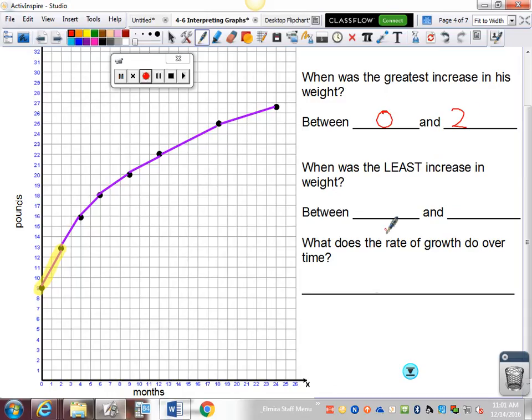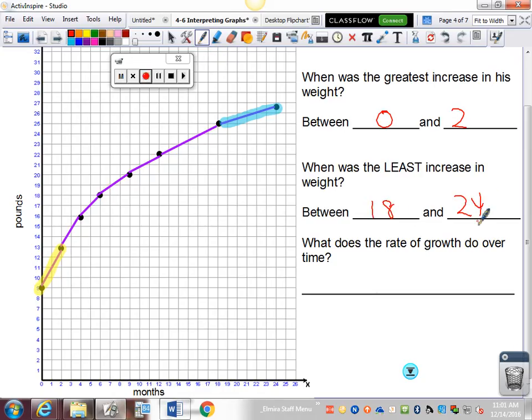When was the least increase? Here again, guys, I'm not looking for the shortest line. I'm looking for the line that is the flattest, the most gentle hill, which is here at the end. And that's 18 to 24 months.